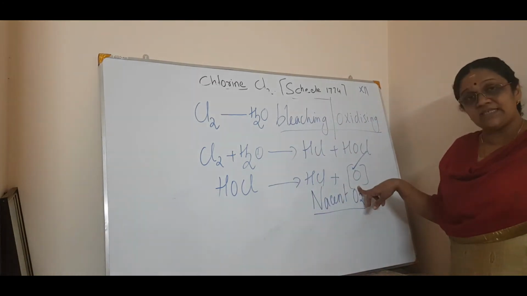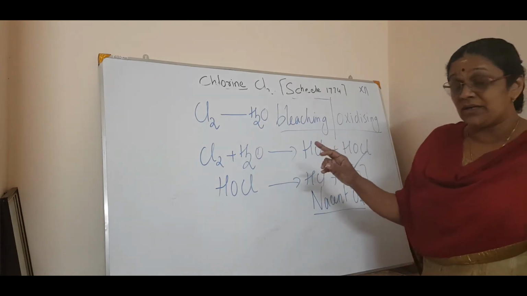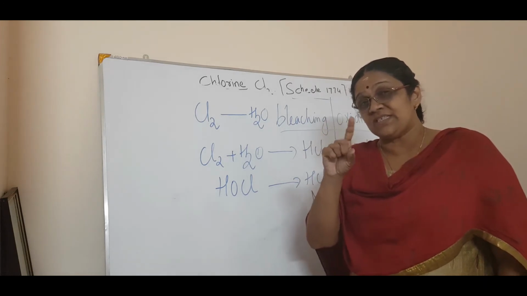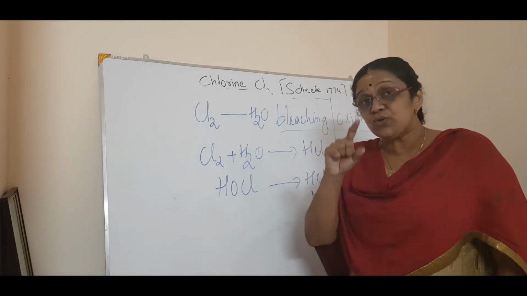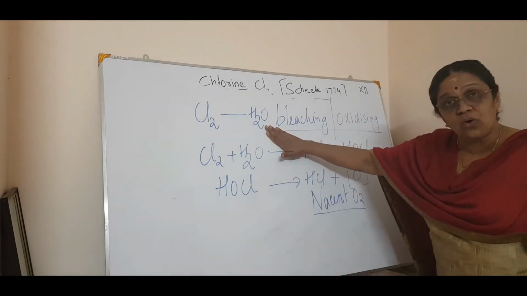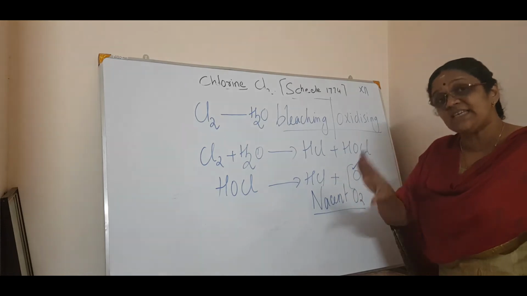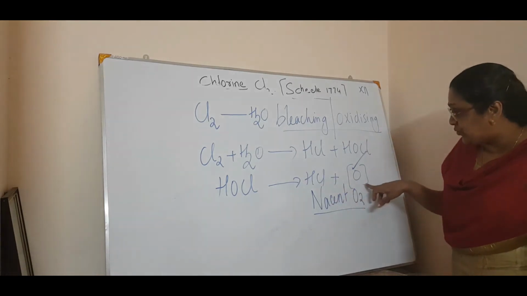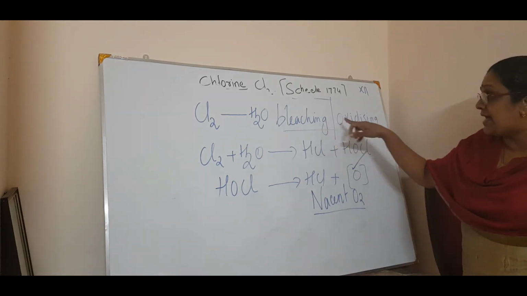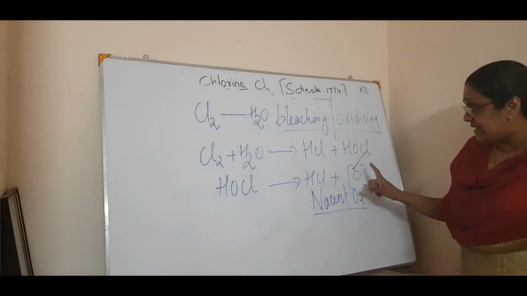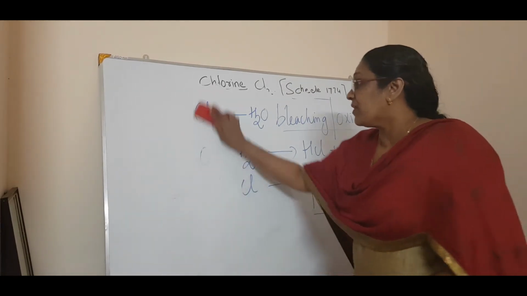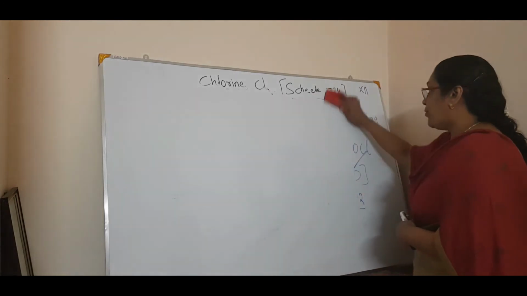Now, how do you get nascent oxygen? In sulfur dioxide also, we have studied that moist sulfur dioxide is a very good reducing agent. It is used for bleaching, isn't it? In the same way, chlorine is also a very good oxidizing agent. Why? Because of the formation of nascent oxygen. So the bleaching property as well as the oxidizing property, this nascent oxygen is responsible for that. Okay. First we will see the oxidizing property.